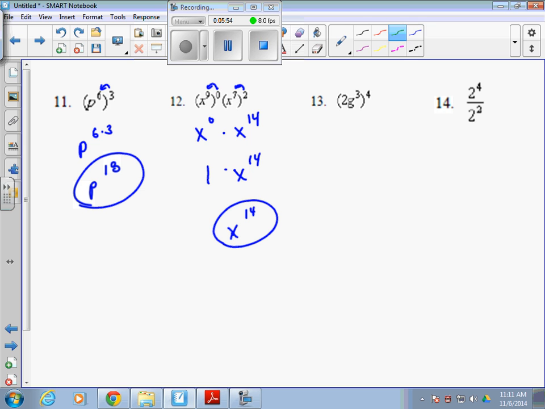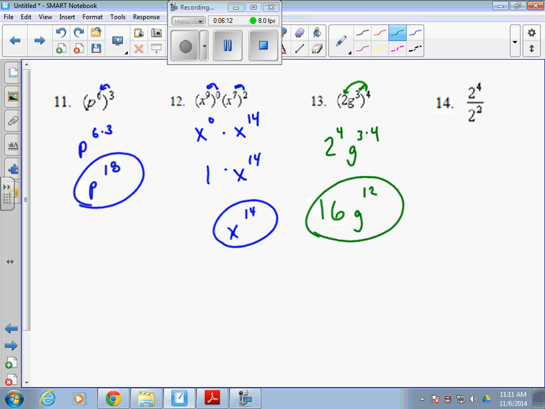For the next one, you have to make sure you distribute the 4 to 2 to the 4th, and to g to the 3rd, you multiply it times 4. So 2 to the 4th, 2 times 2 is 4, times 2 is 8, times 2 is 16. G to the 3 times 4 is g to the 12th.